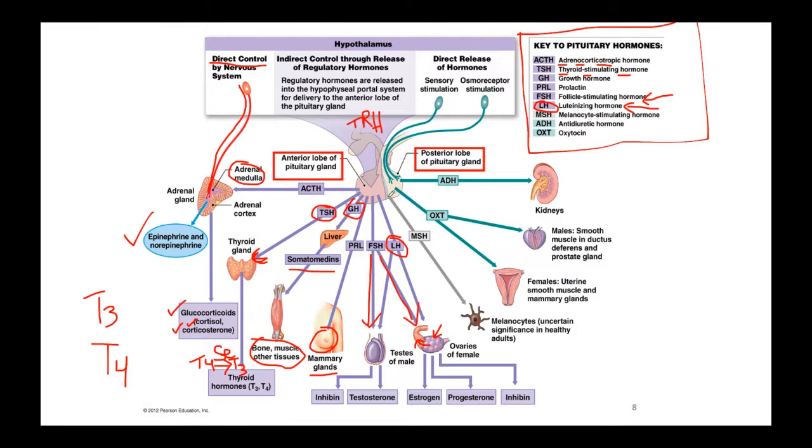And then MSH, melanocyte stimulating hormone, they don't know too much about it. They think it may have some effect in the brain, but it's also involved in darkening the skin.